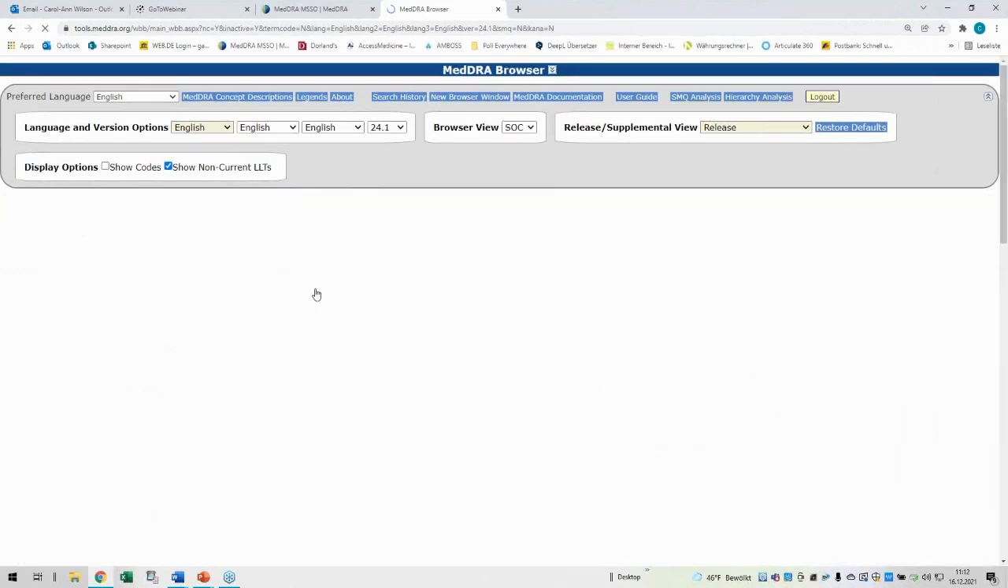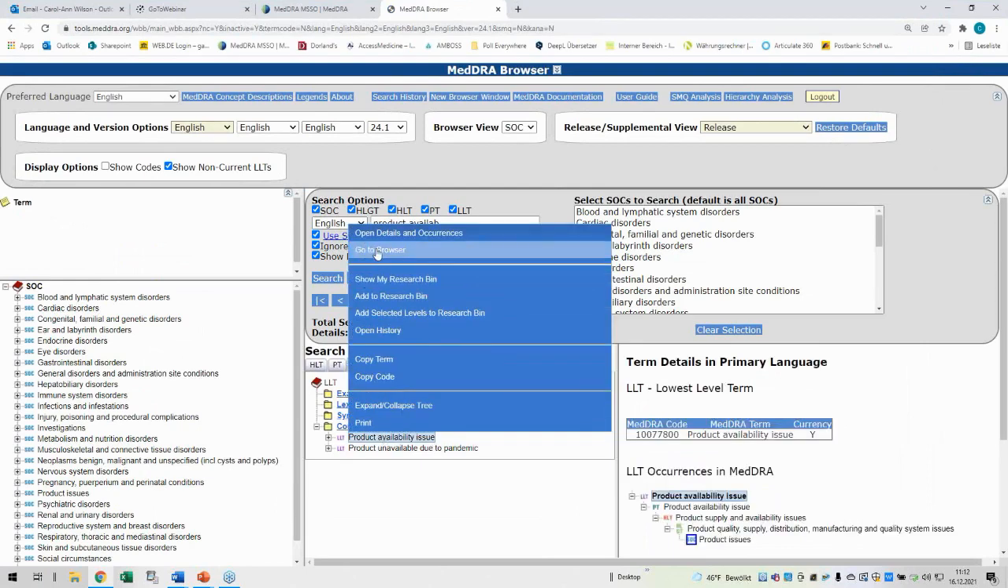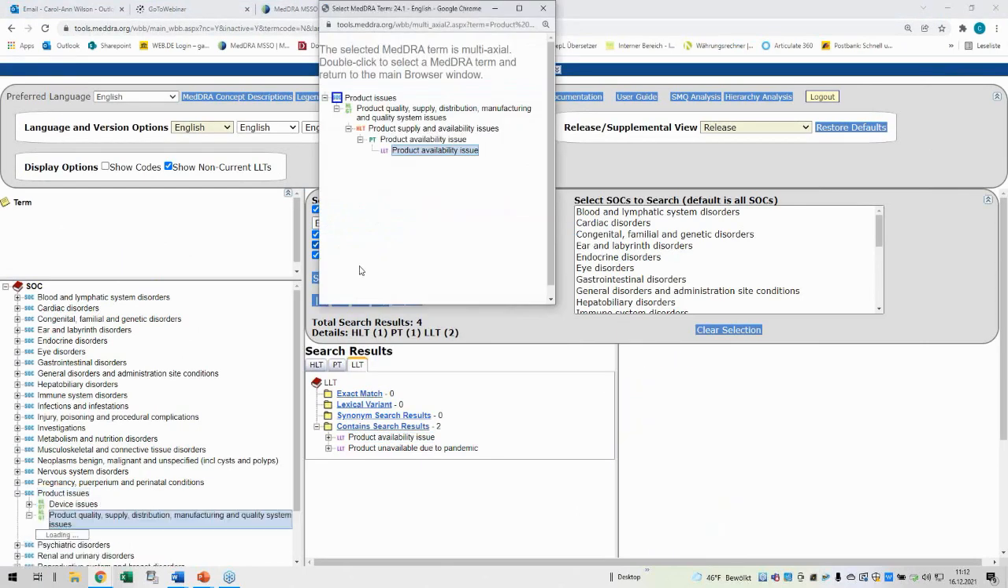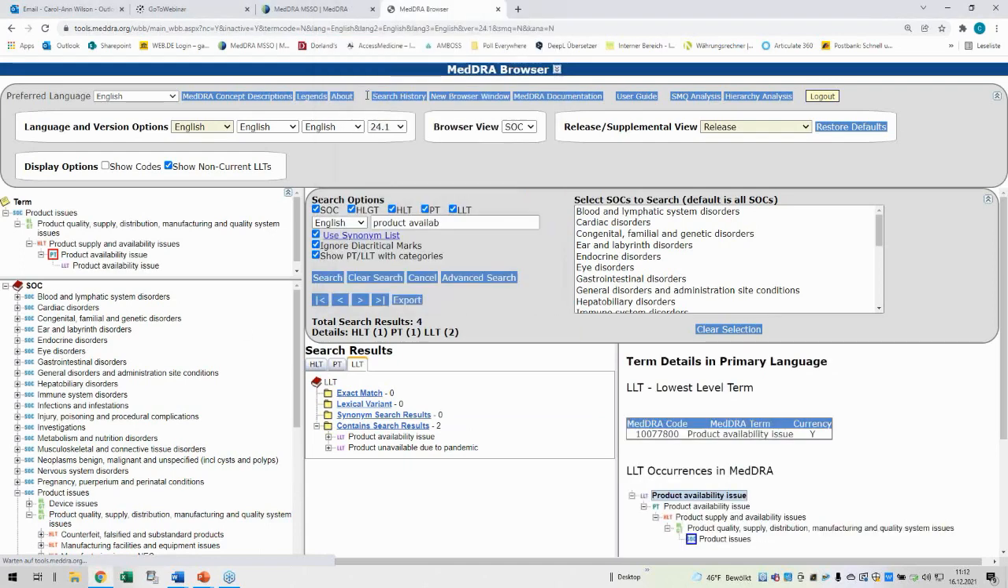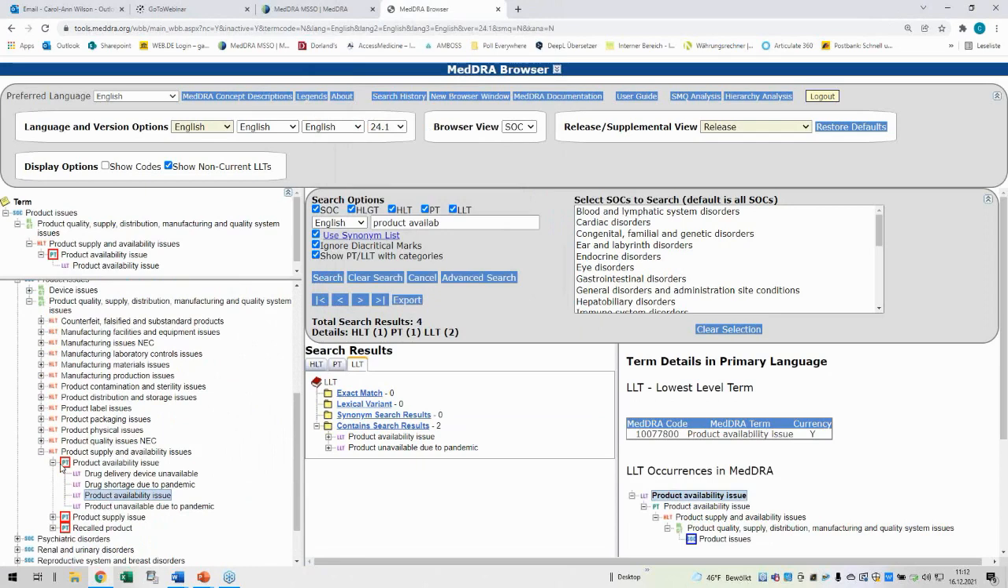Let's see here, product availability issue. If I click on it again, right mouse click, go to browser, you see we are on product issues, SOC, here we are, and it's grouped under HLT product supply and availability issues. Here it is. So the product was not available, it was an availability issue. This needs to be captured as the root cause for the fact that the patient couldn't take his drug.